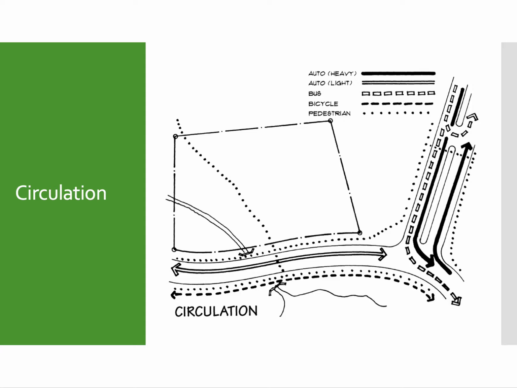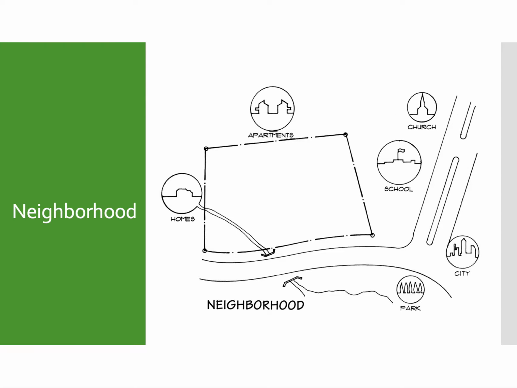Okay, then we're going to look at circulation. We're going to create lines on our piece of paper that help us determine traffic, bus, bicycle, pedestrian. We want to know what those things are so that we can properly design for them. What's the neighborhood like? What's around?